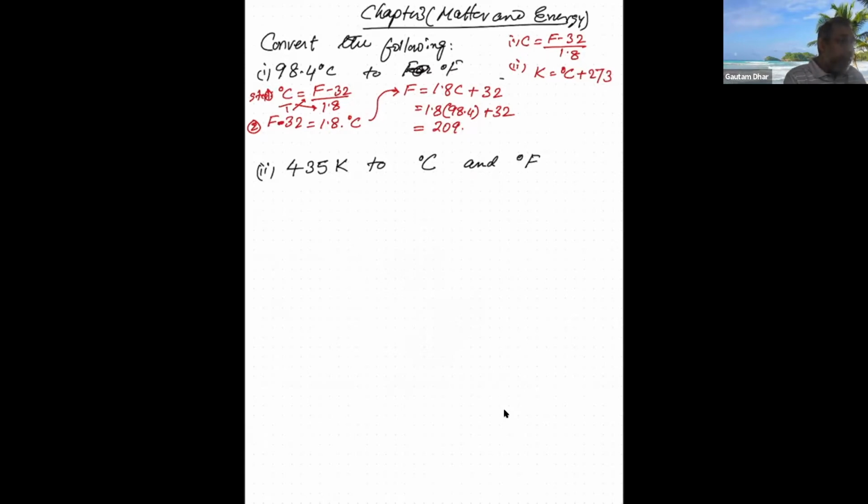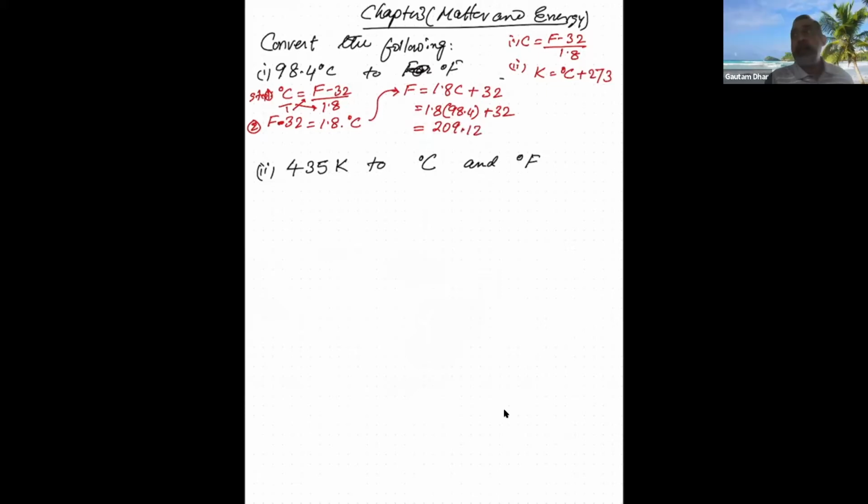1.8 multiplied by 98.4. Oh, that's a 4. It looks like a 6. Hold on. Equal to 1.8 times... I'm getting 209.12. Wait, hold on. I put 6 instead of 4. That looks like a 6.